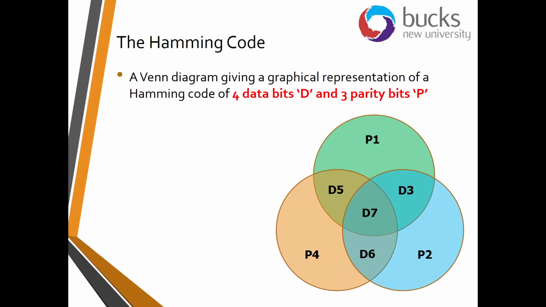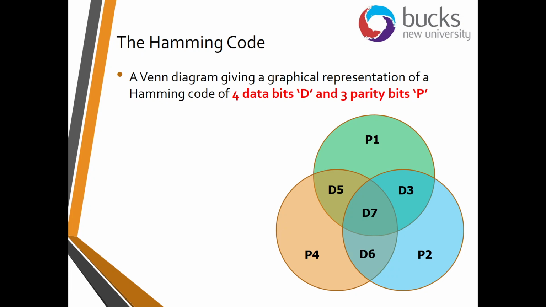So it uses a Venn diagram giving a graphical representation of a Hamming code of 4 data bits, which we label as D, and 3 parity bits, which I've labelled as P. So the diagram that we use for the Hamming code is a Venn type diagram, 3 circles intersecting, and it's the sections of those circles that are created from the intersection of the 3 circles that we label accordingly. So if you look at this diagram here, you'll see that we have parity bits for the 3 circles. So you can see parity bit 1, parity bit 2, and parity bit 4.